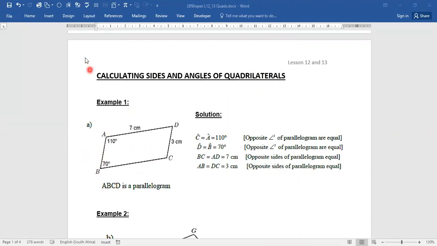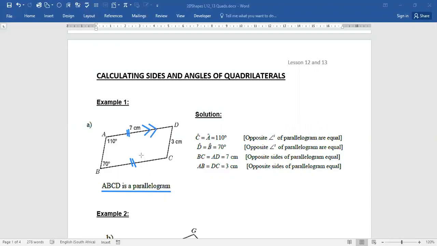Now, when given a question, you need to identify the type of quadrilateral we're working with. In this case, we're working with a parallelogram. The easiest way to solve for the unknown sides, like AD, BC and AB, and angle D as well as angle C, is to mark your properties. We know opposite sides of a parallelogram are equal. We also know the opposite sides are parallel.